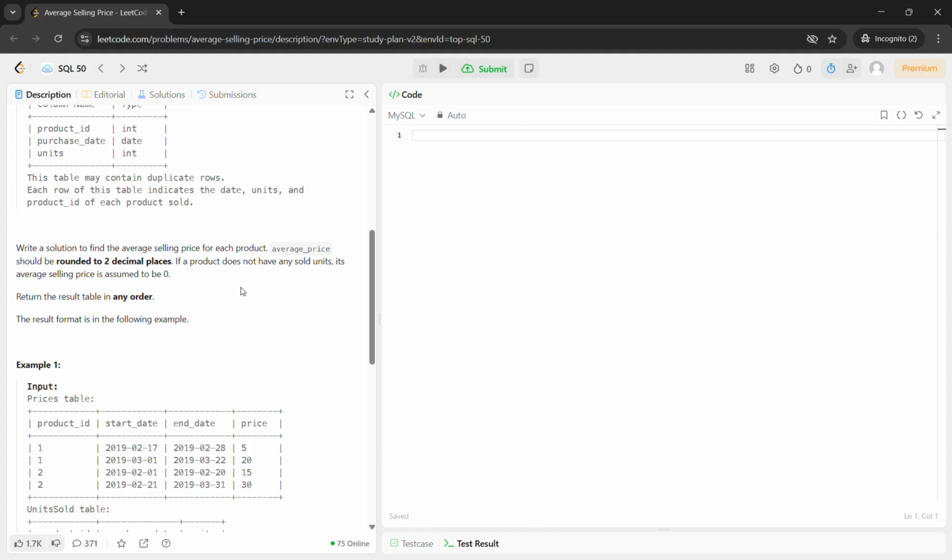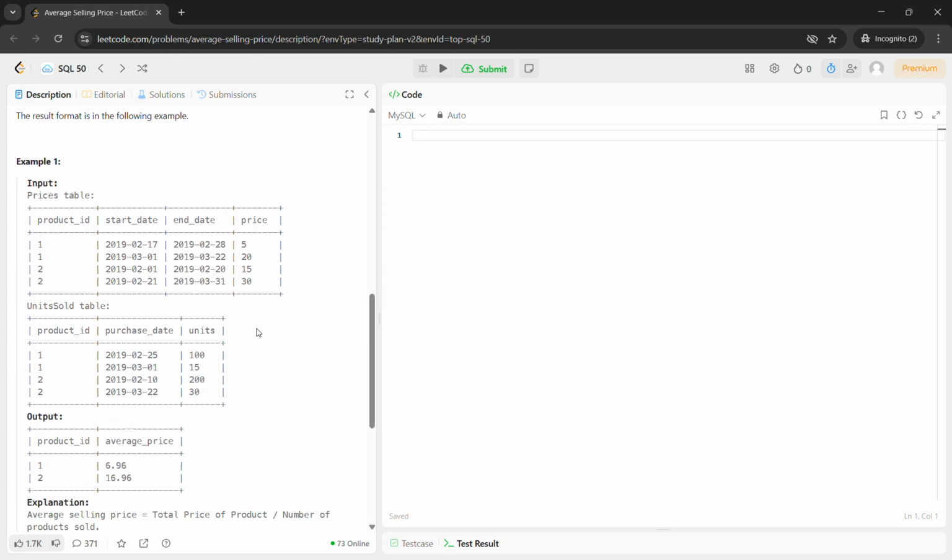Write a solution to find the average selling price for each product. Average price should be rounded to 2 decimal places. So the result has to be rounded to two decimal places. We have done it before, we have to use the round function for that. If a product does not have any sold unit, its average selling price is assumed to be 0. Okay, and we have to return the result in any order.